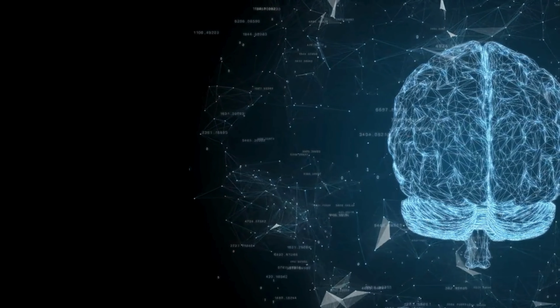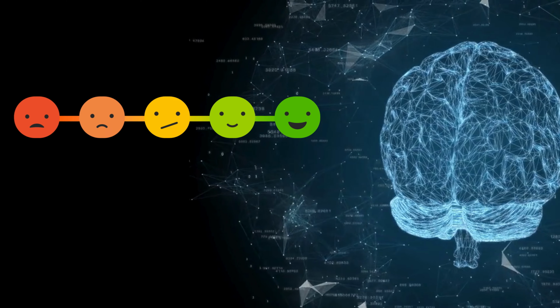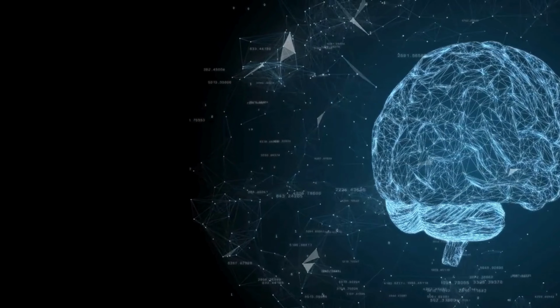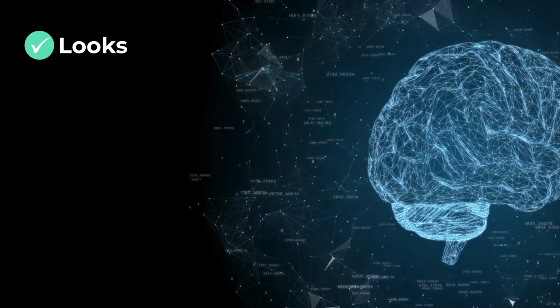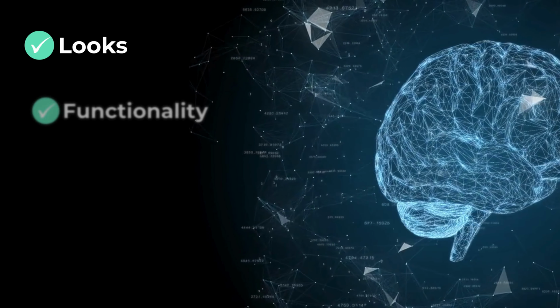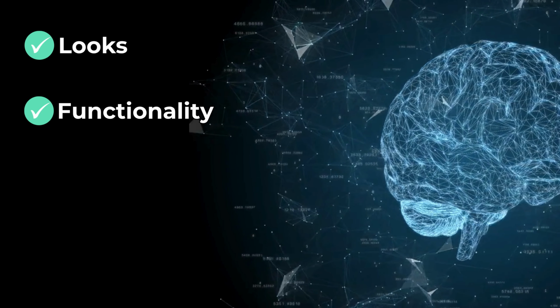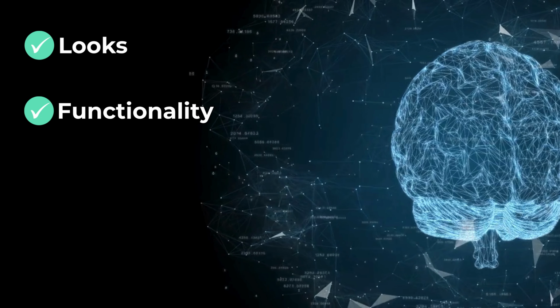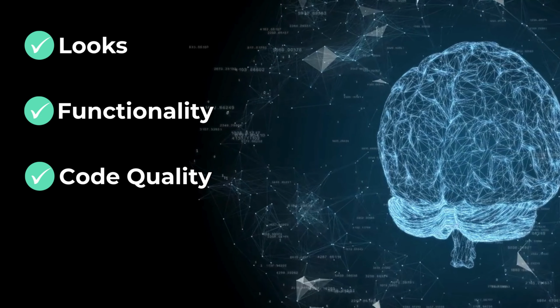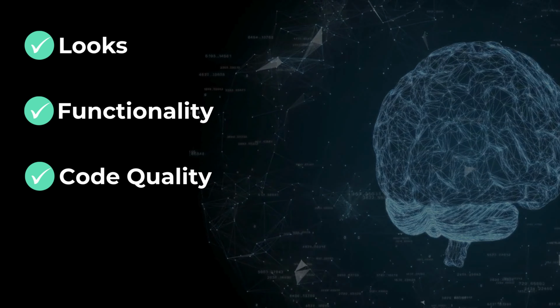Each tool will be rated in 3 categories, on a scale of 1 to 5, where 5 means the best performance. Our categories will be looks, how closely does the result match the original design; functionality, does the generated UI actually work as expected; and the last one is code quality, is the code clean, usable, and production ready.